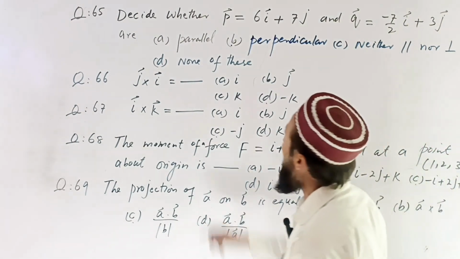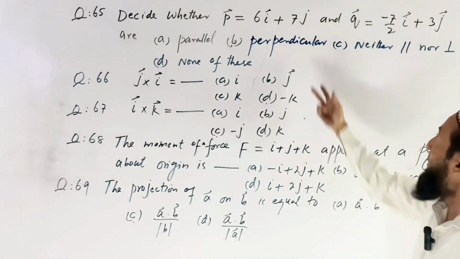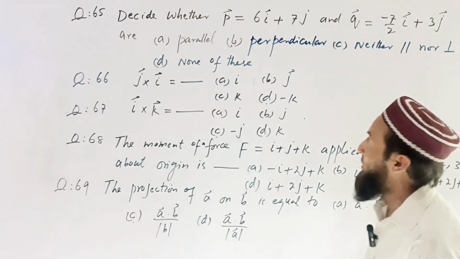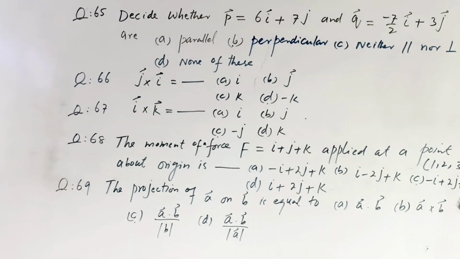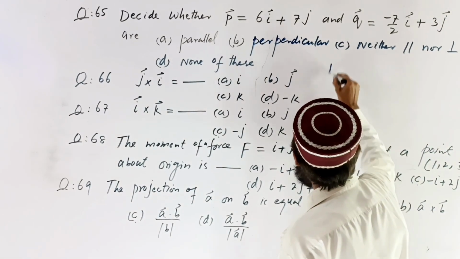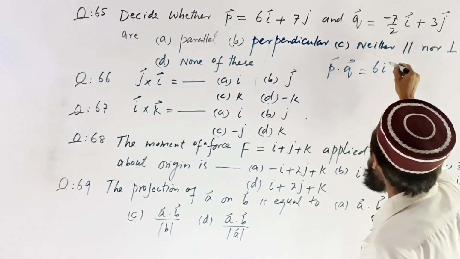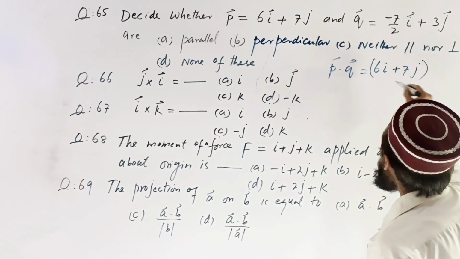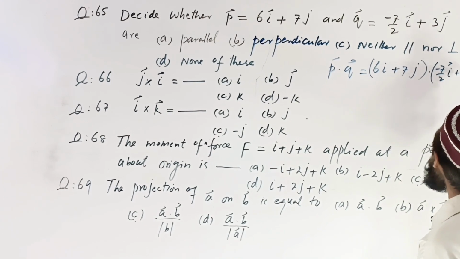Question number 65. Decide whether P and Q, as given, are parallel, perpendicular, neither parallel nor perpendicular, or none of these. To check whether the result is parallel or perpendicular, we apply the property and compute P dot Q. P is 6i plus 7j, and Q is given as minus 7 divided by 2 i plus 3j.